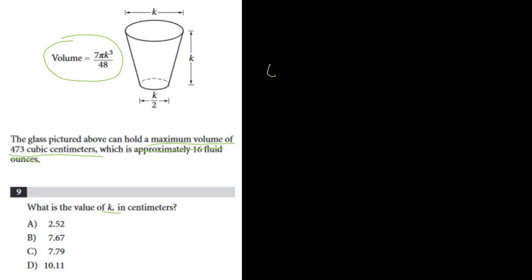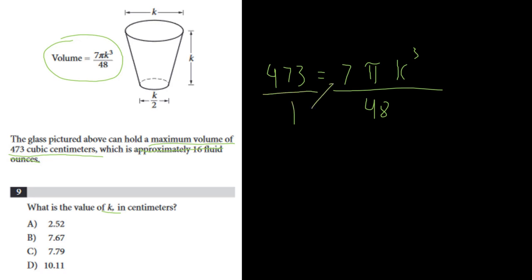So we know volume is 473 equals 7 pi K cubed divided by 48. So the simplest thing to do is that we're going to put it over 1 and then just cross multiply. So 48 times 473. I'm going to do that on the calculator. That's 22704 equals 7 pi k to the third power.